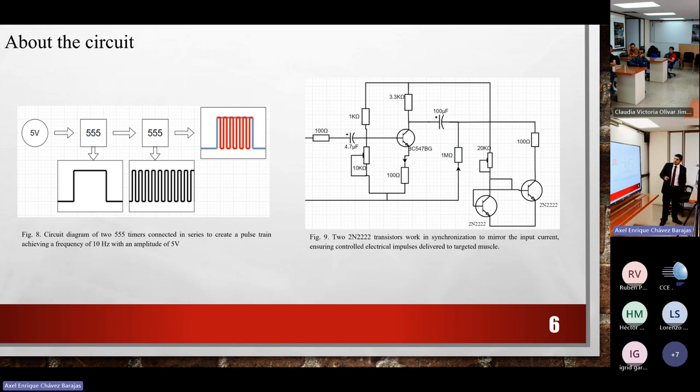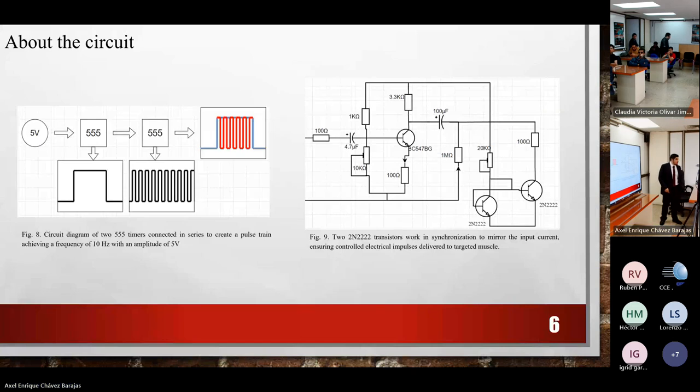I didn't use two ramps, but it's just to simplify the common ground. Okay, thank you.